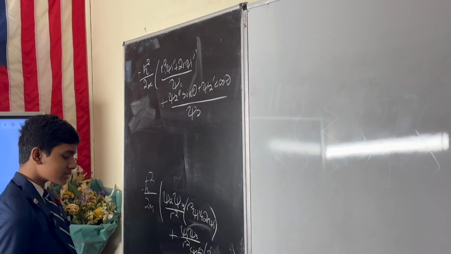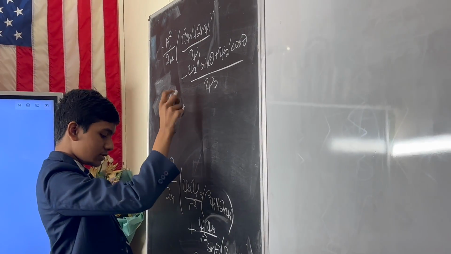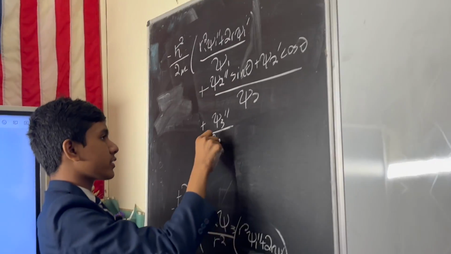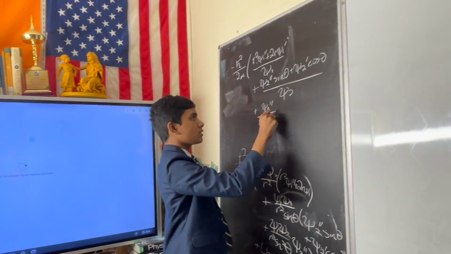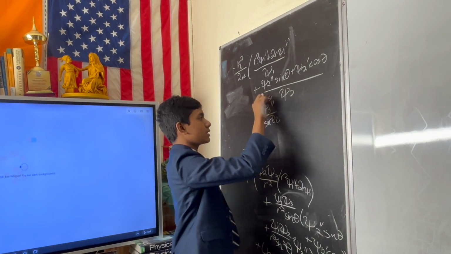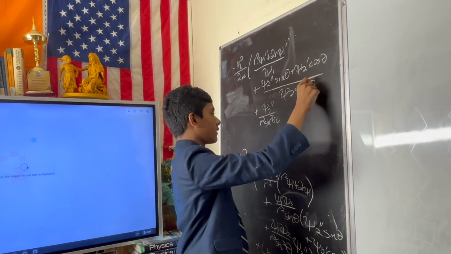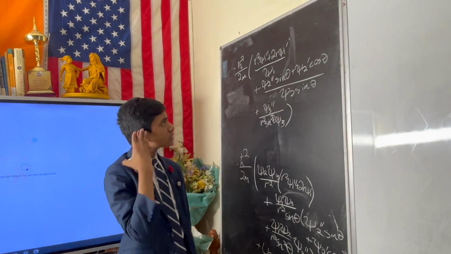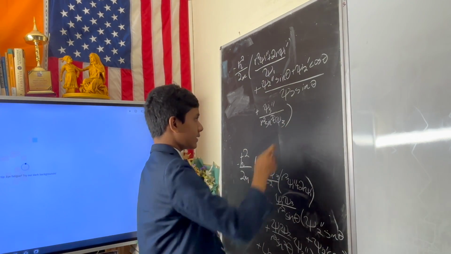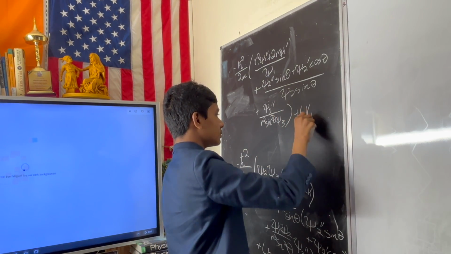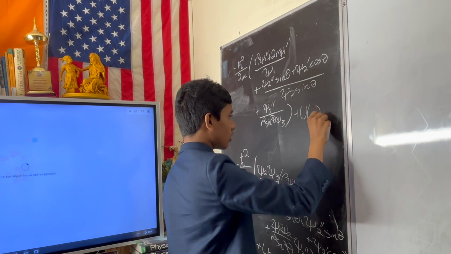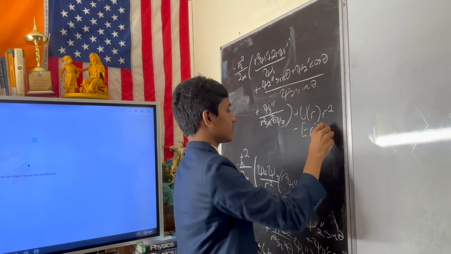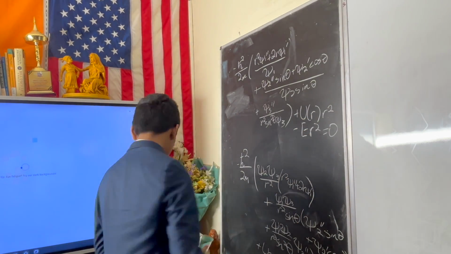And then you take this component and you get plus, well, that's actually pretty simple, psi 3 double prime over r squared sine squared theta. Psi 3. So things are clearly getting difficult. And I'm going to bring this over to give plus U of r r squared minus E r squared is equal to 0.